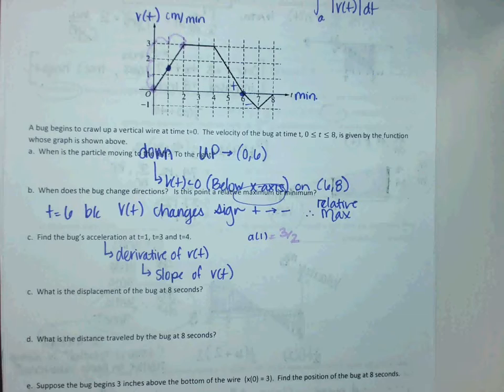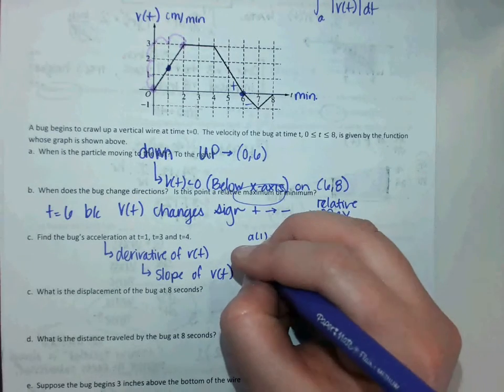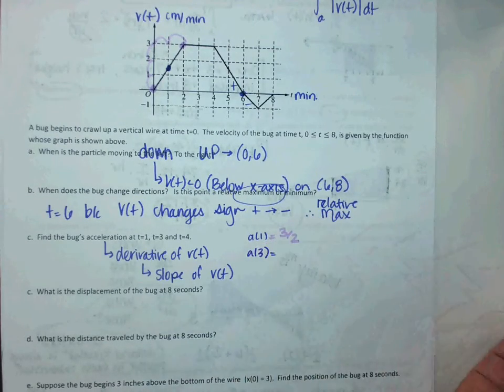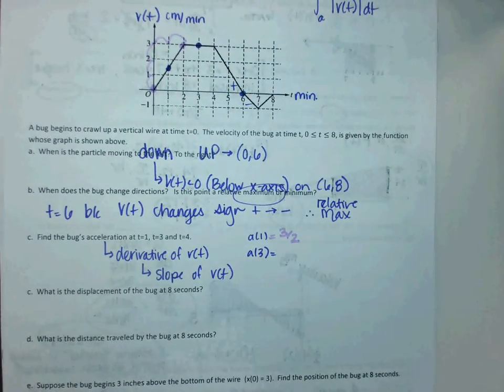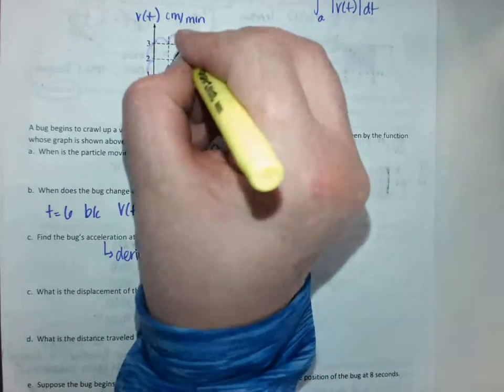Next, I want the acceleration at 3. Acceleration at 3. Look on your chart. 3 puts me here. Okay, what is the slope of the line segment at 3 if it looks like that?